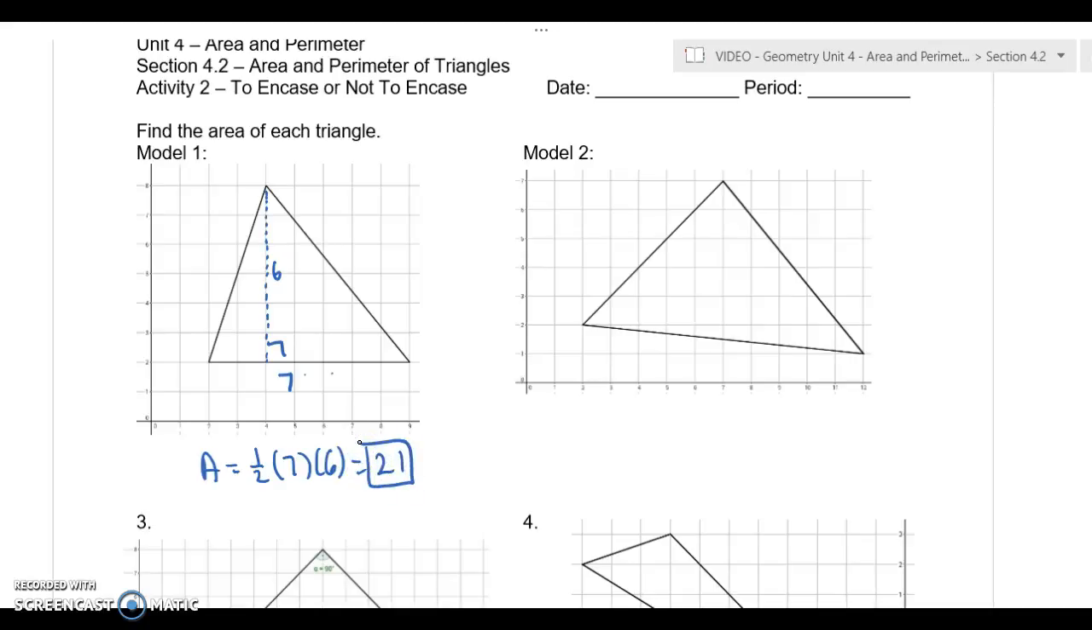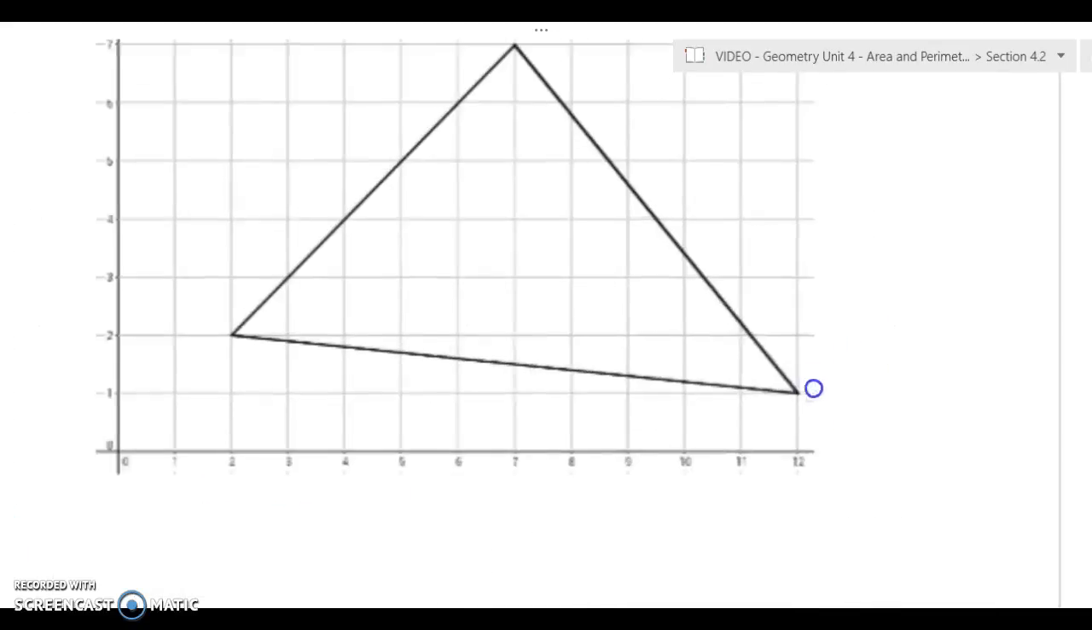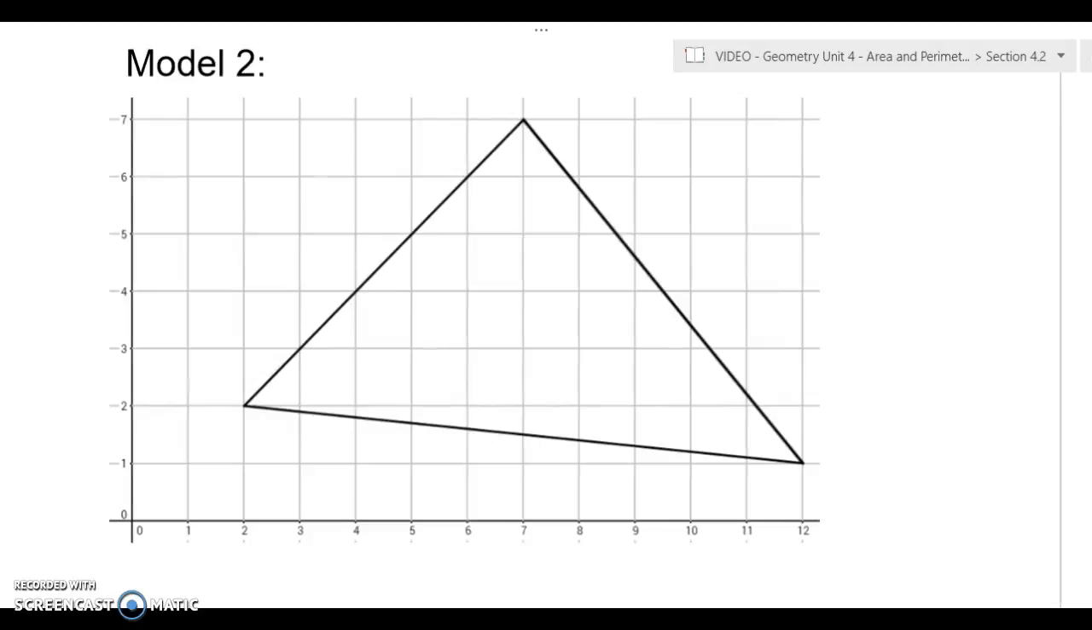In Model 2, though, I don't know if I have a right angle. I'm suspicious about that corner up at the top. It looks like it might be a right angle. But if I investigate further, it won't be, because my slopes will not be opposite reciprocals of these two lines. If it kind of went through the grid points here, then it would be, but it's not. So I have to come up with another way to do this.